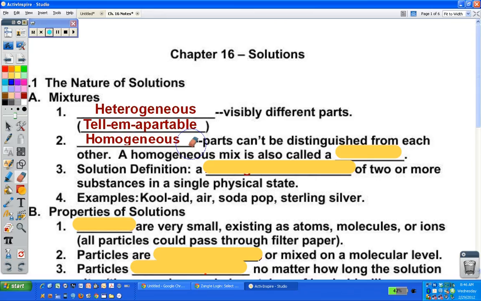A homogeneous mixture is also called a solution. So if you can see the parts to it, it's not a solution. Air, usually, is a homogeneous solution. We've got nitrogen and oxygen and carbon dioxide and all these other gases that are in the air. It is a homogeneous solution.